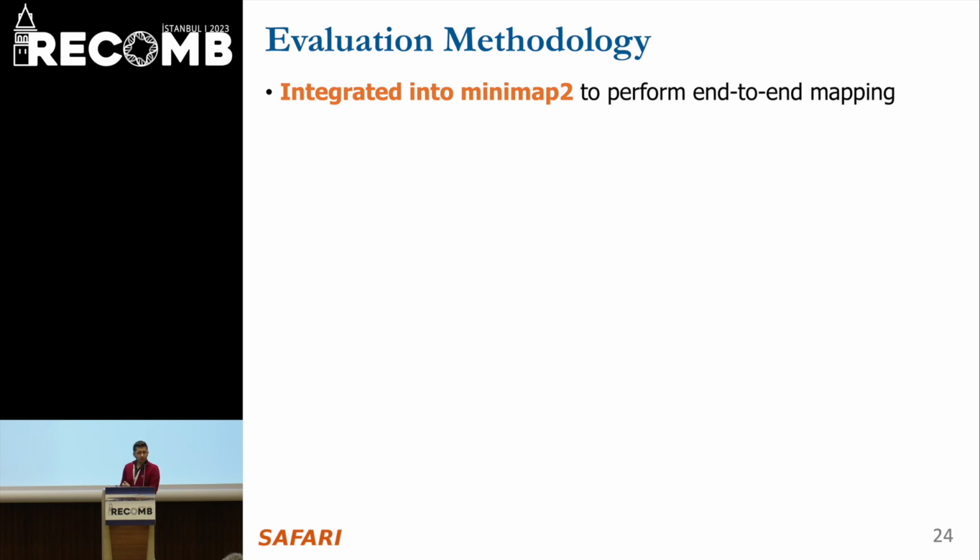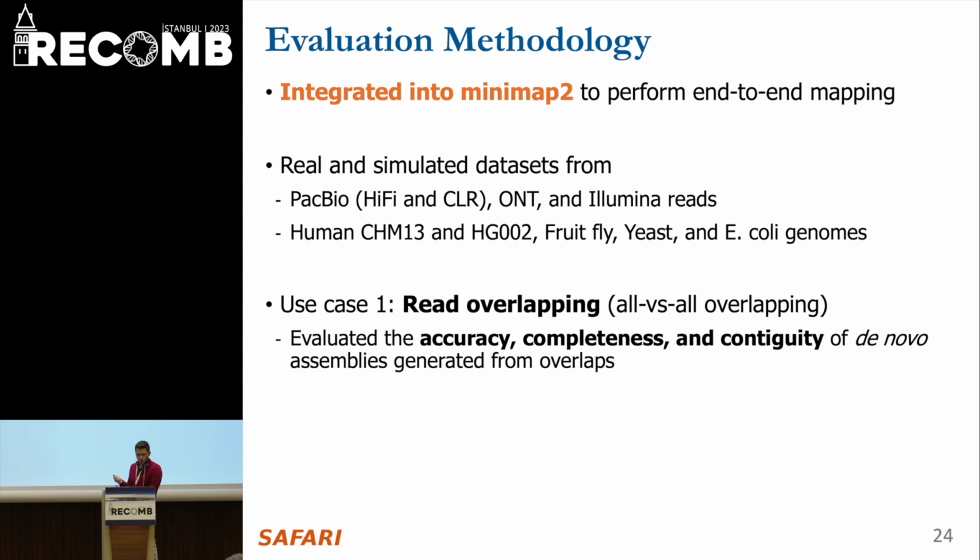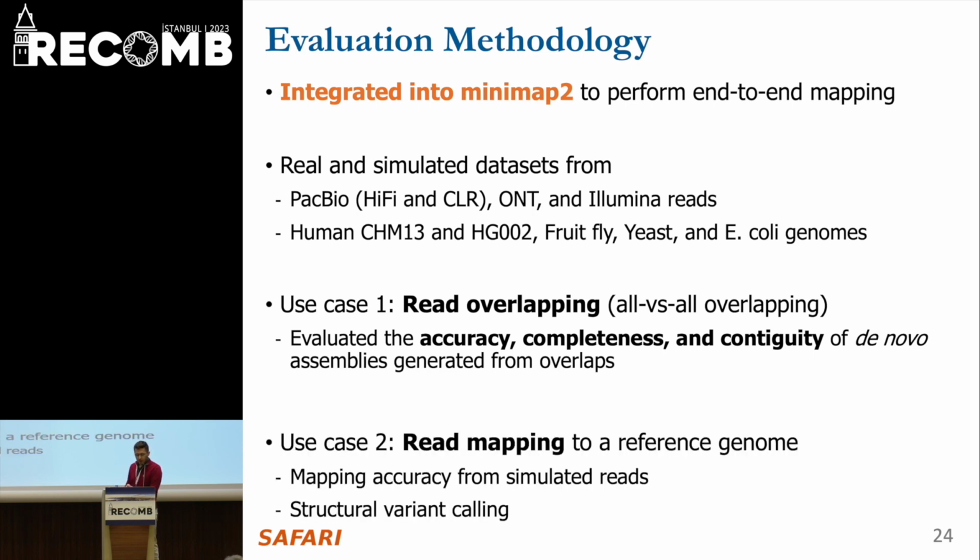So we integrated the Blend mechanism into Minimap2 to perform end-to-end mapping. We used real and simulated data sets from PacBio HiFi and CLR reads, ONT and Illumina reads. And we have human CHM13, HG002, fruit fly, yeast, and E. coli genomes. We have two use cases. First use case is read overlapping, all versus all overlapping. So we evaluated the accuracy, completeness, and contiguity of the DNA assemblies generated from overlaps. And then the second use case is read mapping to a reference genome. So we evaluated the accuracy of mapping, and we also performed structural variant calling.